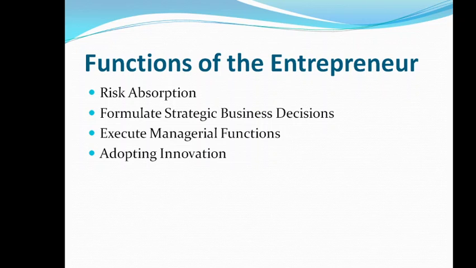Formulate strategic business decision. The entrepreneur has to decide the nature and type of goods to be produced. He enters the particular industry which offers him the best prospects and produces whatever commodities he thinks will pay him the most. He employs those methods of production which seem to him the most profitable.